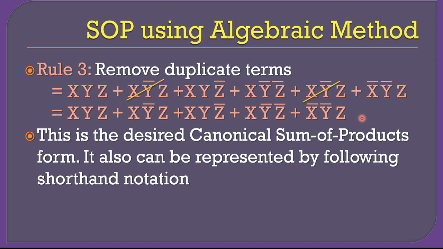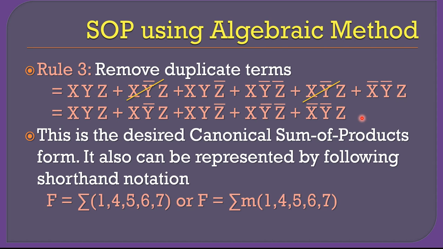It can also be represented by the following shorthand notation. So you got another notation called shorthand notation, which you can also call cardinal form. The previous one, the whole expression, you call canonical form, and with the min term numbers, you call it cardinal form. So you can say f equal to summation of, and within parenthesis you write 1, 4, 5, 6, 7. You might be wondering how you got this. We will be explaining that.